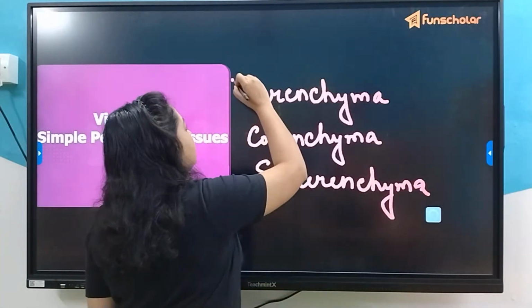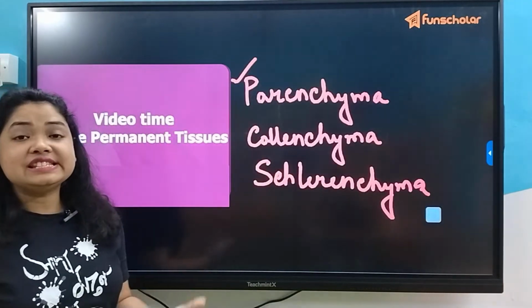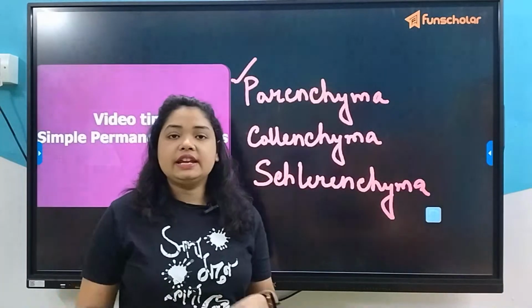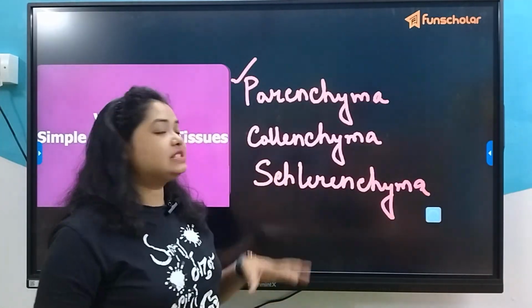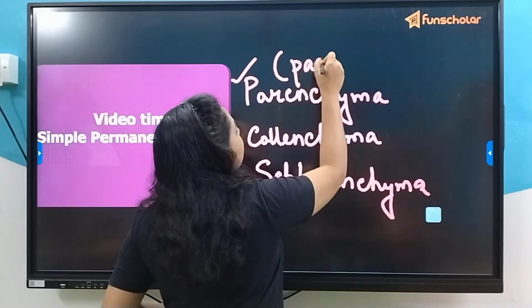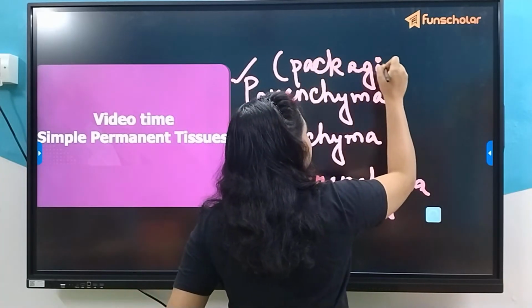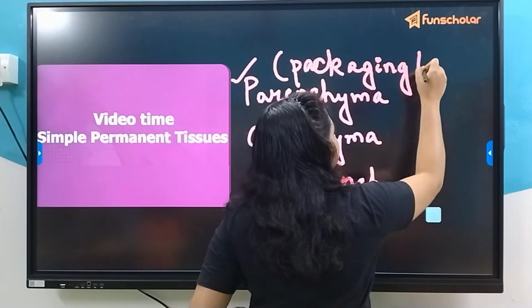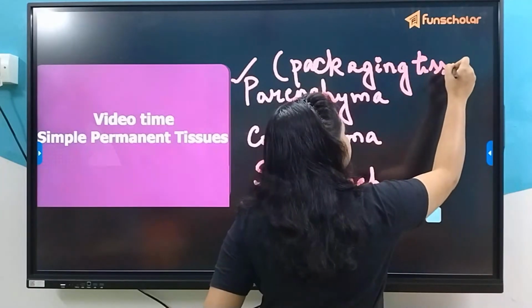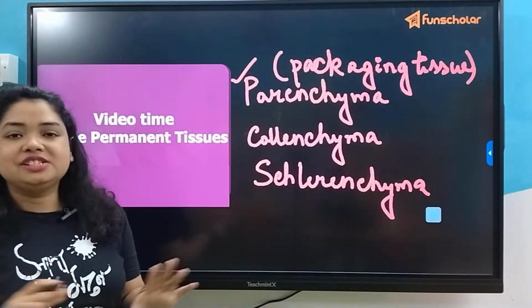So parenchyma is known as the filler tissue. Filler means which fills up. Fills up what? It is also known as the packaging tissue. It helps to pack the plant body.